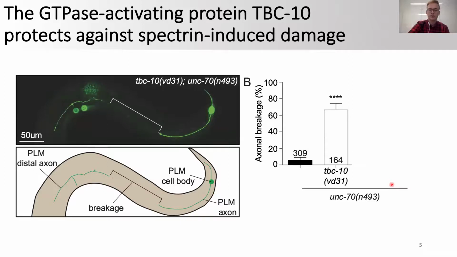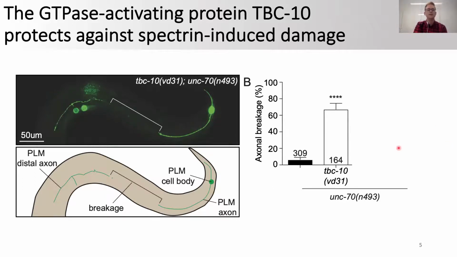So from this screen, we identified a novel mutant, which we determined to be an allele of the Rab GTPase activating protein TBC10. And it presents with an absolutely massive enhancement of axonal breaks compared to UNC70 mutants alone. So this is about a 10-fold increase. We see now 70% of the worms have these axonal breakages in PLM, and these are the types of breaks that we see. This catastrophic break followed by degeneration of this distal fragment.